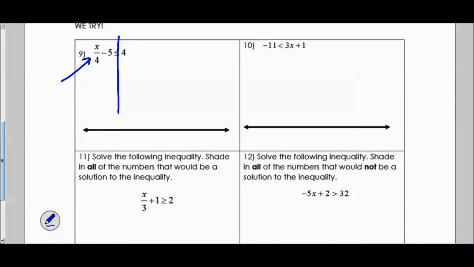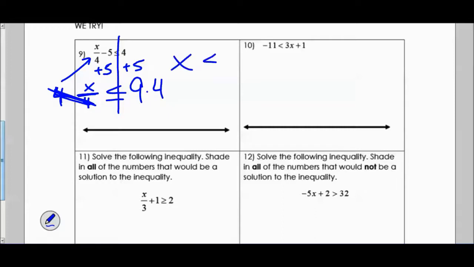We're going to get rid of this -5 first by adding 5 to both sides. So x divided by 4 is less than or equal to whatever 4 plus 5 is, that's 9. We're going to keep that sign the same. All we did was add. Now we have dividing by 4 that we want to cancel out. We're going to undo that by multiplying by 4. Those cancel out. We're dividing and multiplying by 4. Those are gone now. We have x is less than or equal to 36. I don't flip the sign at all because I'm multiplying by a positive number, not a negative.